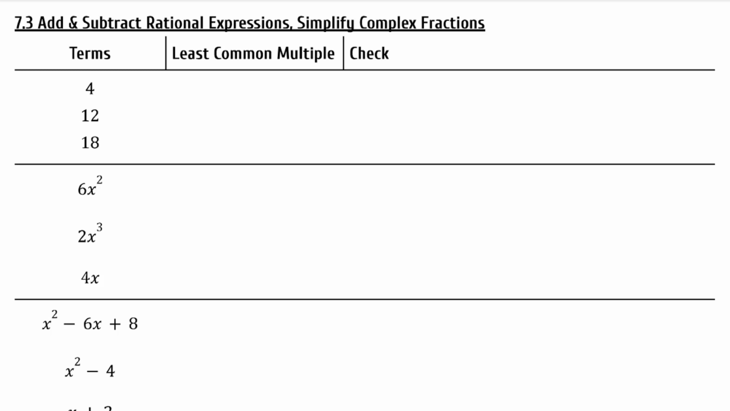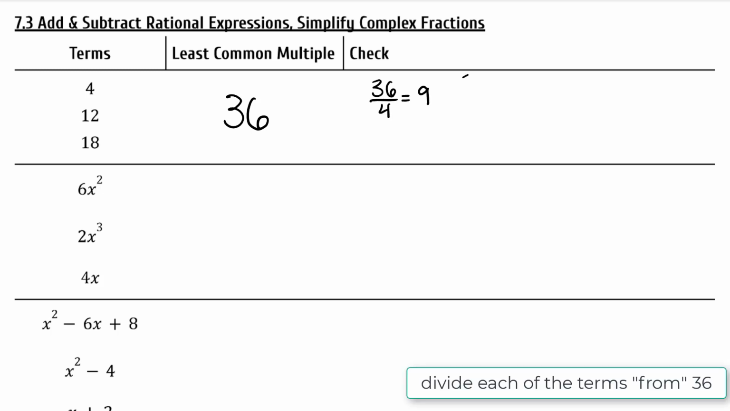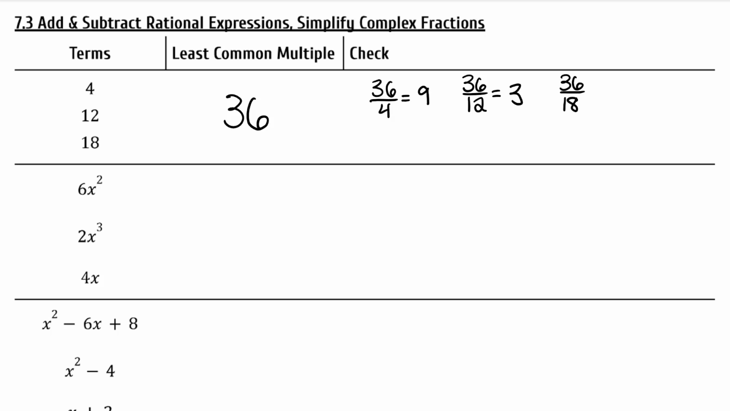The least common multiple of 4, 12, and 18 is 36. We can check by dividing each of the terms by 36. It should divide evenly. We should not be left with any fractions. When we divide, we have integer answers and not rational answers, so we have found the term that each of the other terms is a factor of.